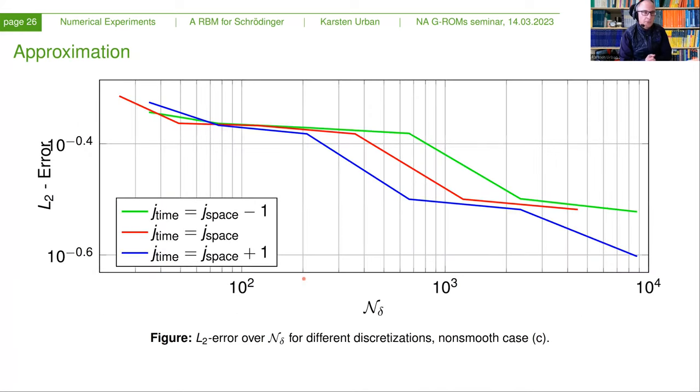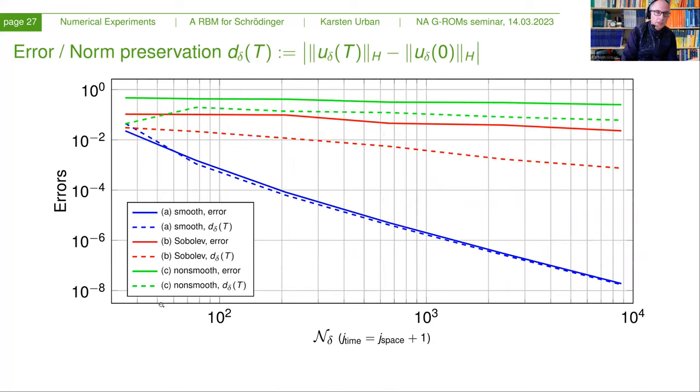Here's the result for the L2 error. So first of all, again, we see that this is the non-smooth case where one would assume that a standard time marching scheme would run into problems. It converges. It also converges if you take seemingly crazy combinations of levels in space and time. So you really see that the unconditional stability with respect to discretization in time and space can also be seen on a computer. And finally, what about the error in the norm preservation?